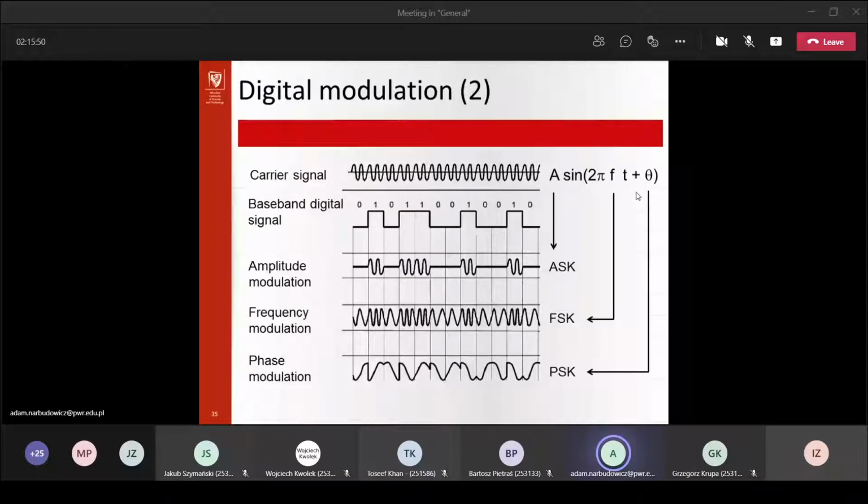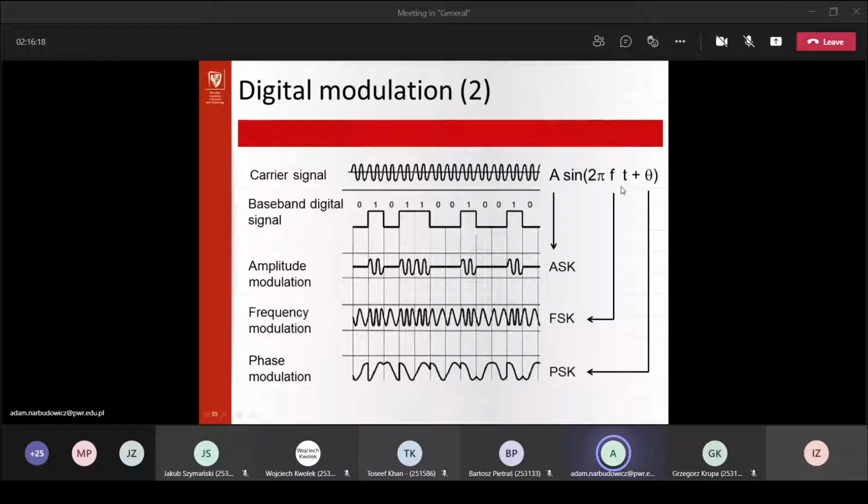Thinking about the sine function, we actually have 3 parameters that we can modify here. We have the A, which stands for the amplitude. And again, we can make the amplitude larger, smaller, etc. That's what you already saw with the analog modulation, right? And that would be ASK, or amplitude shift keying.